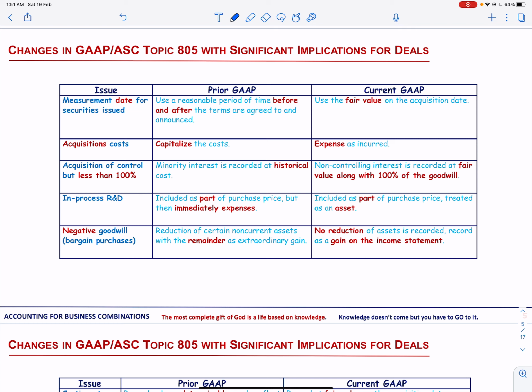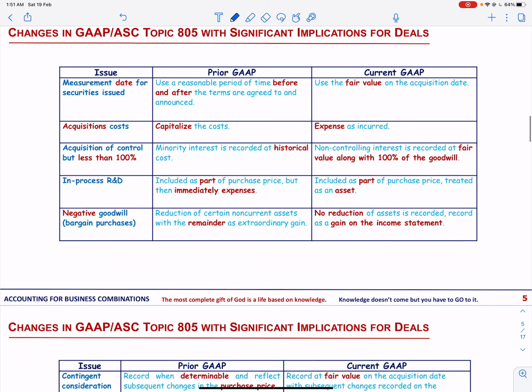In the past, research and development was included as part of purchase price, but then immediately expensed. However, now research and development is included as part of the purchase price and treated as an asset. In case of negative goodwill in the past, non-current assets were reduced, but now no reduction of assets is recorded.